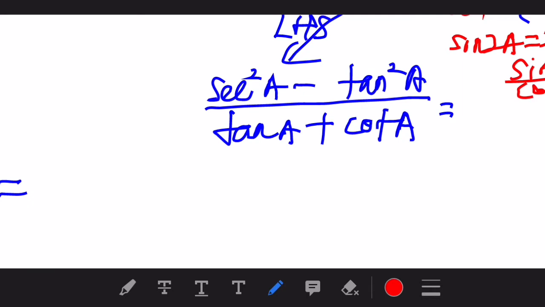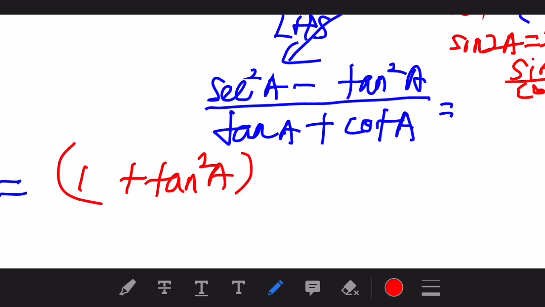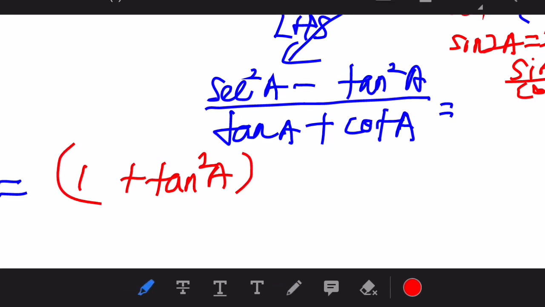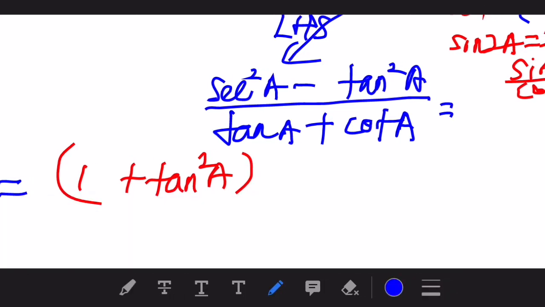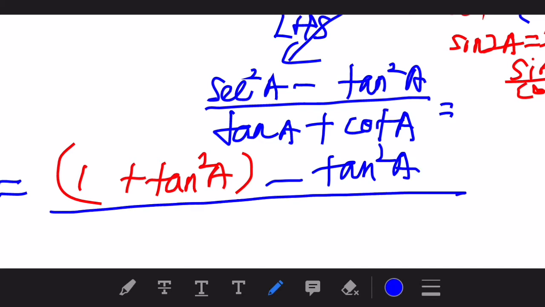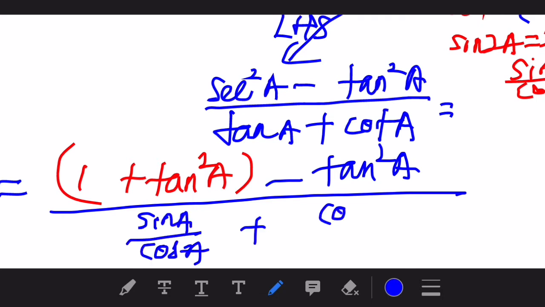You don't have to memorize. So it's 1 plus tangent square A, right? This is a formula that you got from the formula list. So minus, you can write down, copy back, tangent square A over, when you see tangent A, you will write sine A over cos A. When you see cotangent, you will write cos A over sine A. Okay, just plug in the formula.